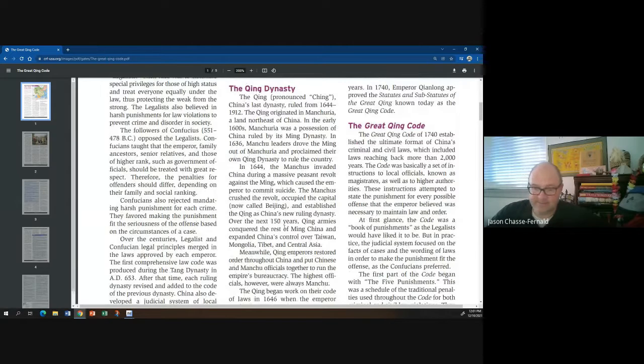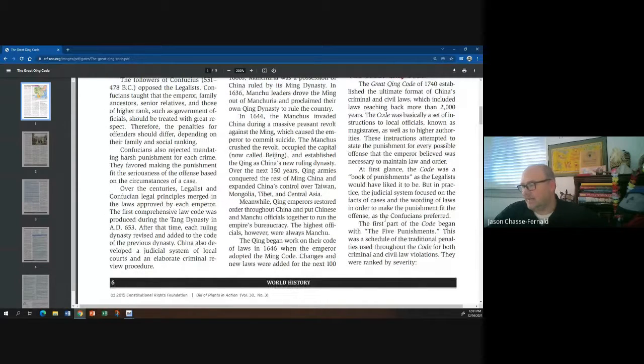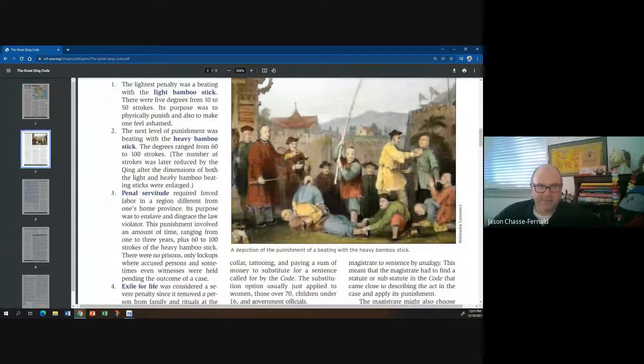Tang Code. So the Great Qing Code of 1740 established the ultimate format of China's criminal and civil code, with laws reaching back more than 2,000 years. So it's a perpetuation, a continuation of Confucianism, which was codified, with some legalism, into the Tang Code, and it simply perpetuated that. The first part of the code begins with the five punishments, and then you can see those punishments.